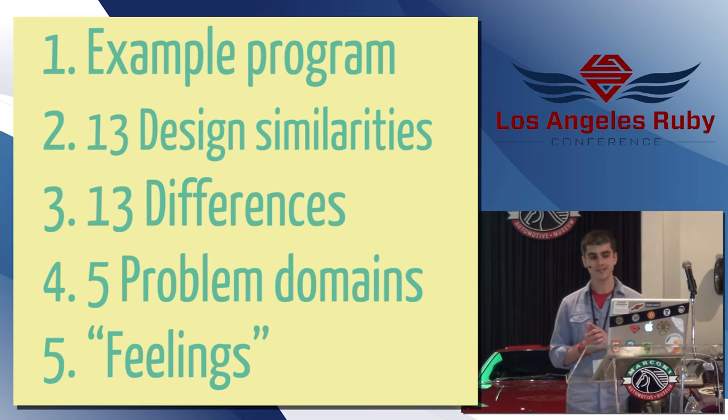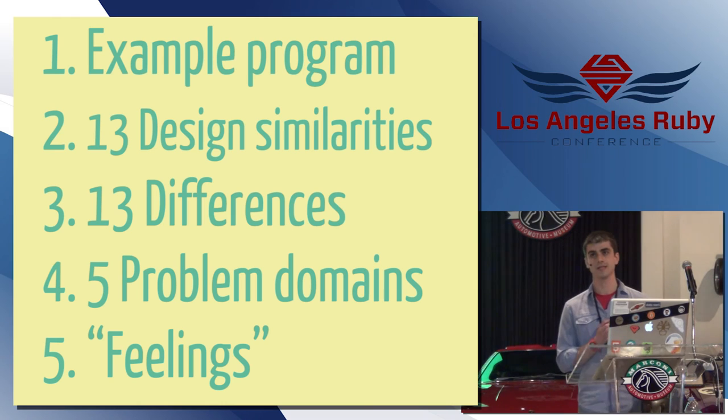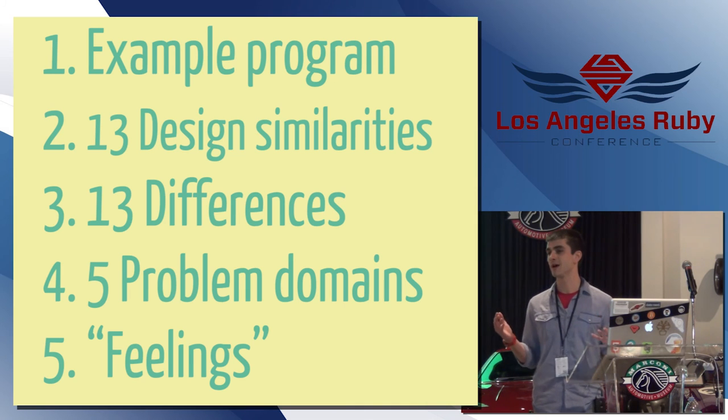So what we'll cover today, we're going to look at a quick example program in both languages. We're going to look at 13 language design similarities. We'll look at 13 differences. We'll talk for just a few minutes about five different problem domains and how they apply to each language. And then I'm going to talk about my feelings, which basically means I just get to make all these wild statements and not back them up and not have to prove anything.